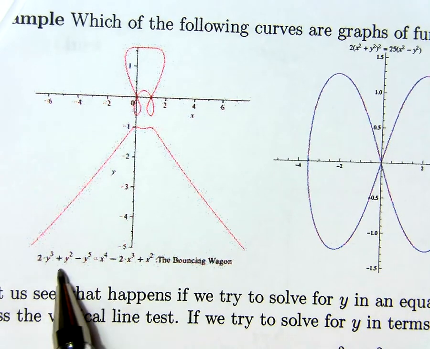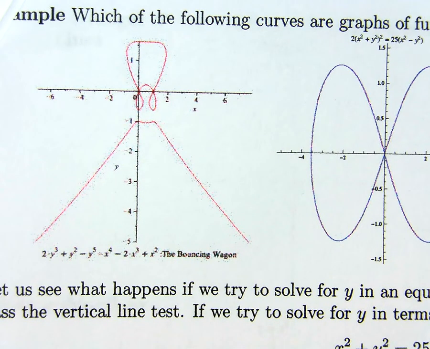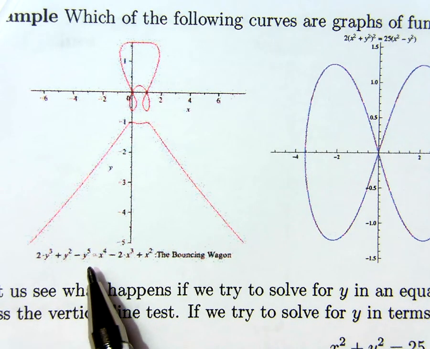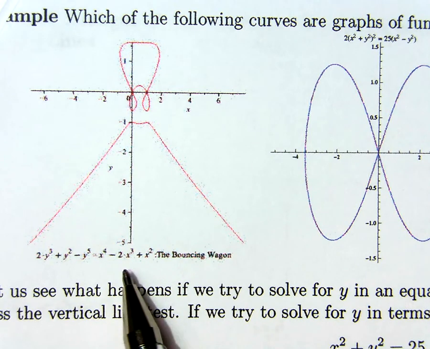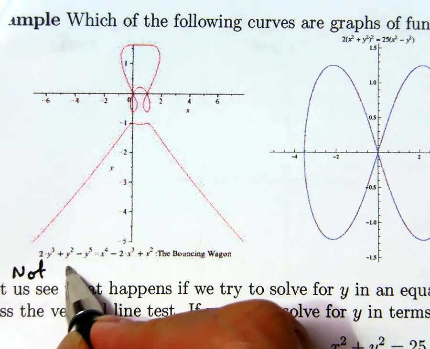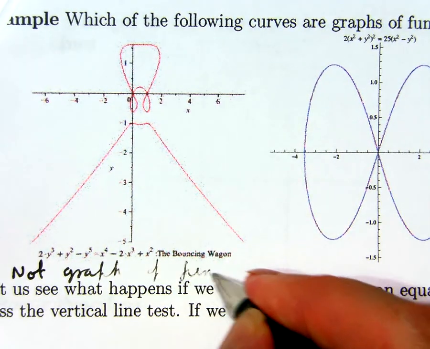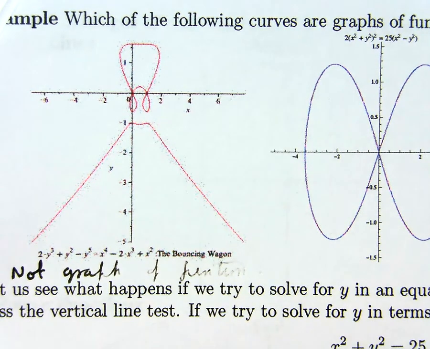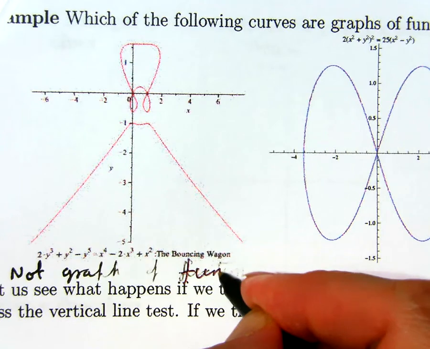This is the formula. It's pretty complicated, and it's called the bouncing wagon curve for obvious reasons. And the question is, could you possibly solve for y in terms of x, uniquely in terms of x, in this equation? And the answer is no. This is not the graph of a function. And in particular, it's not the graph of something of the form y equals f of x.